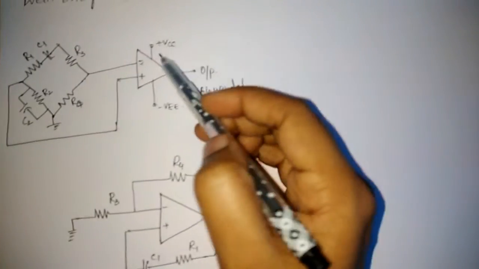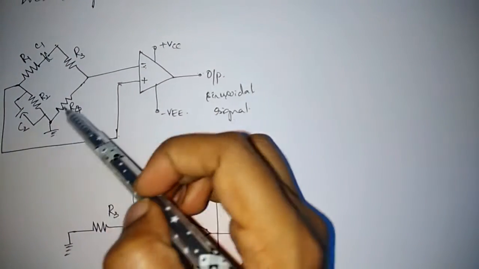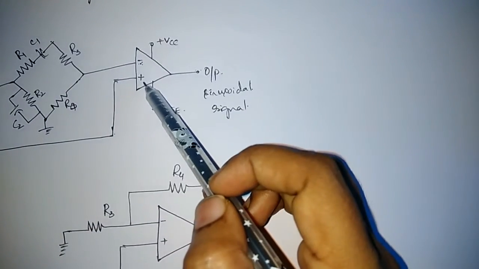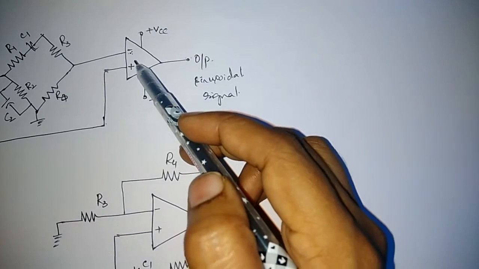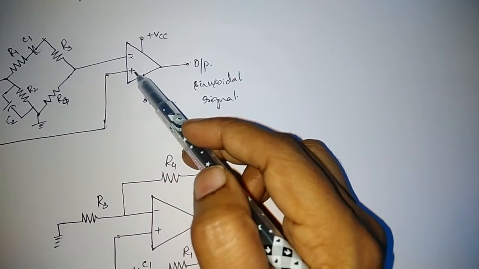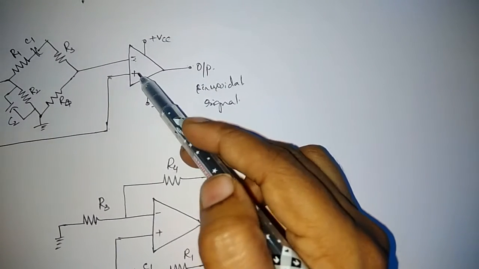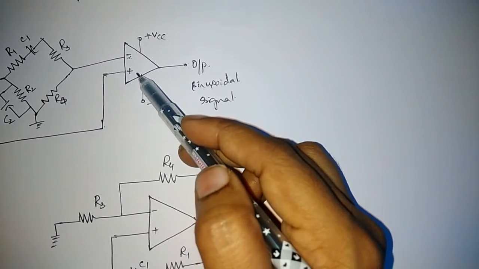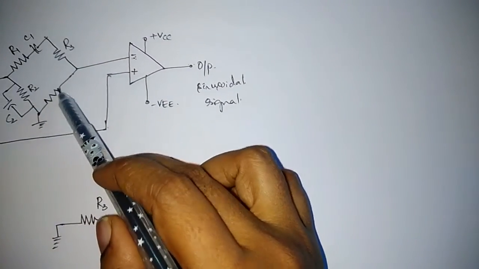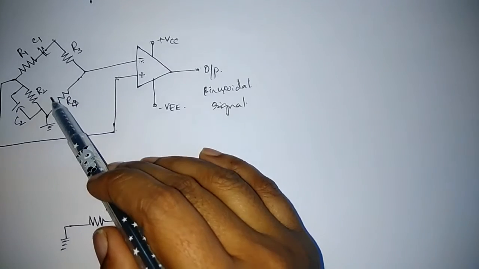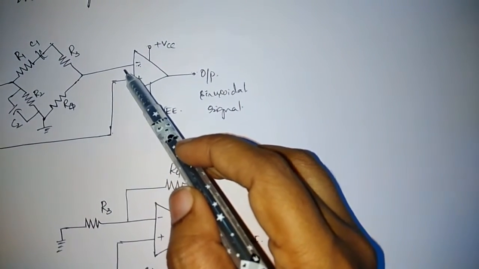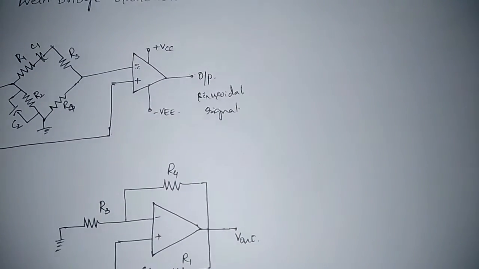So here, this is called your bridge circuit, and this is given as an input to the non-inverting terminal. So it is not giving any phase shift. So the op amp is used in non-inverting configuration. Oscillations occur at the frequencies for which the phase shift through the Wien bridge is 0 degree, because the amplifier is used in non-inverting mode.